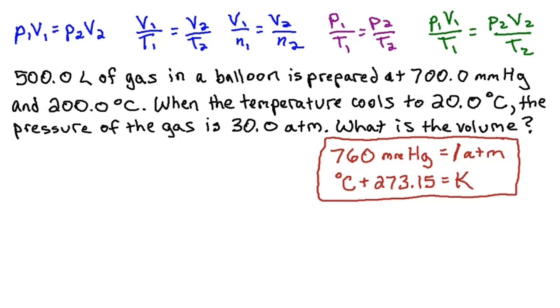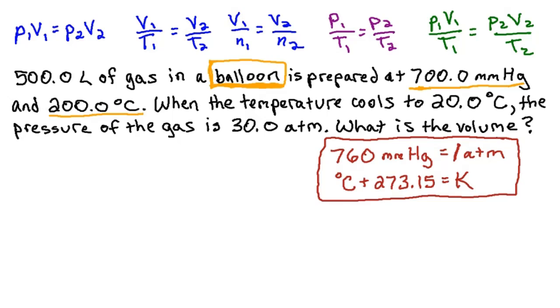500.0 liters of gas in a balloon. So in a balloon, that means the volume is going to change. It's going to expand or contract because it's a balloon, not a rigid metal container that doesn't expand and contract. It's going to get bigger, it's going to get smaller. So 500 liters of a gas in a balloon is prepared at 700.0 millimeters of mercury, which is a unit of pressure, and at 200.0 Celsius, which is a unit of temperature.